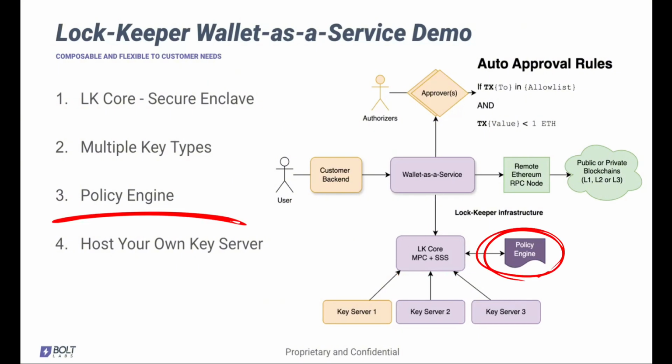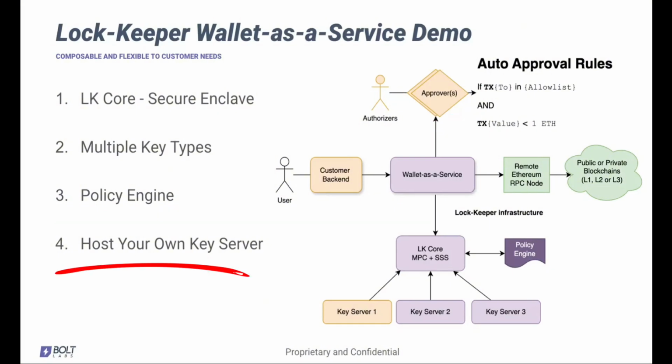Number 3, the policy engine. Our policy engine allows for programmatic enforcement of rules in a way that limits the use of keys. And this is based on certain conditions, which we call policy scope. And a policy in Lockkeeper defines who the approvers are for a particular key and transaction. The approvers provide a digital signature to authorize or reject a transaction from being signed.